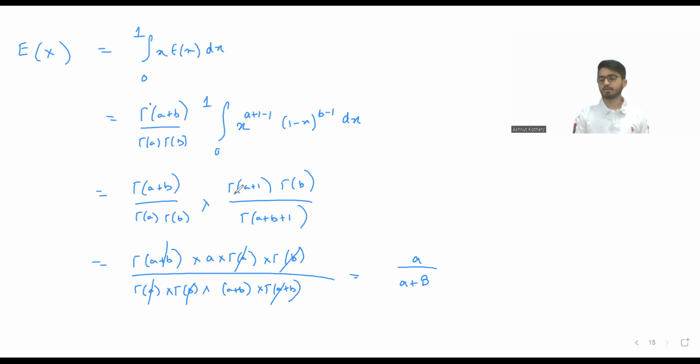Now I can split gamma a plus 1 as a into gamma a. I can split gamma a plus b plus 1 as a plus b into gamma a plus b. Cancelling out the common terms, I'll be left with a by a plus b.